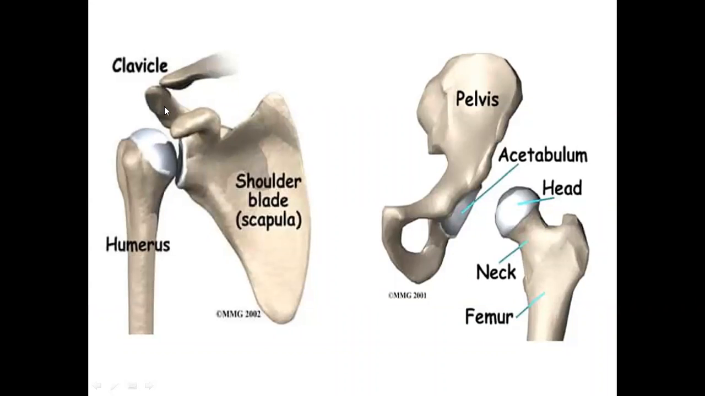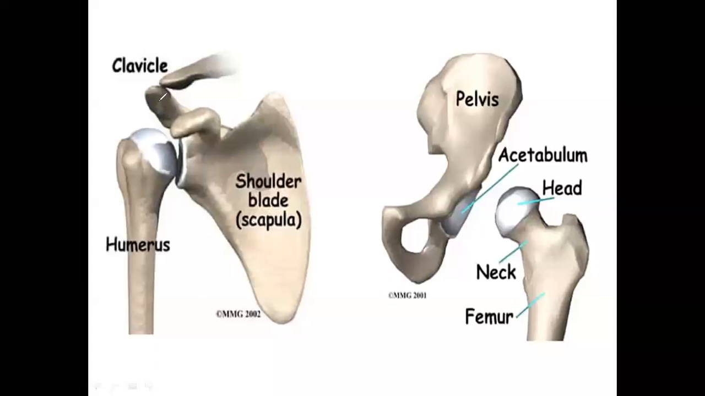So this is the socket formed by the scapula in the shoulder joint, and the head of the humerus is shaped like a ball-like structure. So this ball is articulated in this socket, making a ball and socket joint. It is present in the shoulder, in the pectoral girdle.